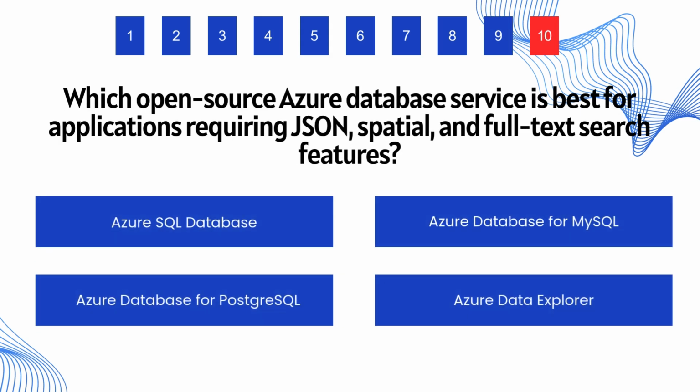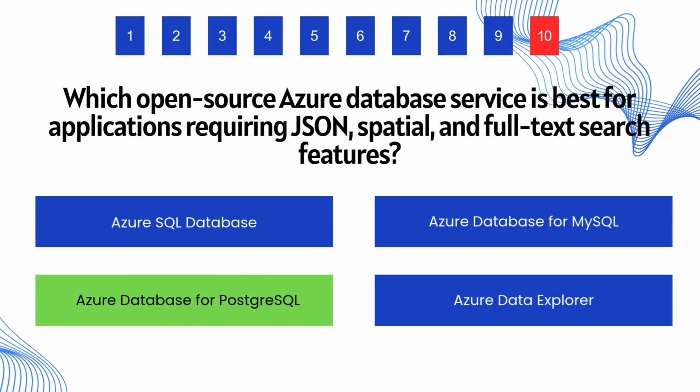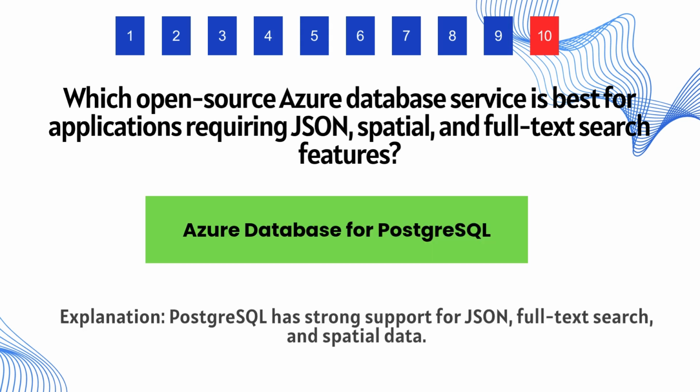Question 10. Which open-source Azure Database service is best for applications requiring JSON, spatial, and full-text search features? The correct answer is Azure Database for PostgreSQL, as PostgreSQL has strong support for JSON, full-text search, and spatial data.